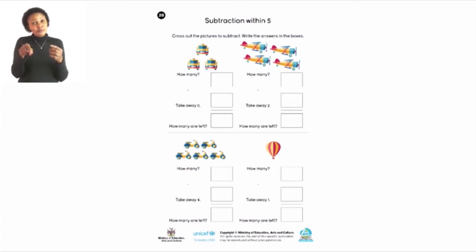Have you crossed it out? Yes. Now how many balloons are left? 0. Nothing. So in the last block, write 0. The rest of the sums, I want you to do by yourself.